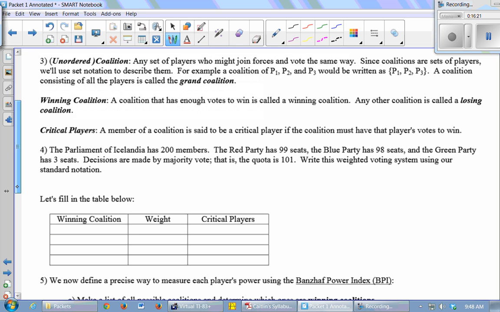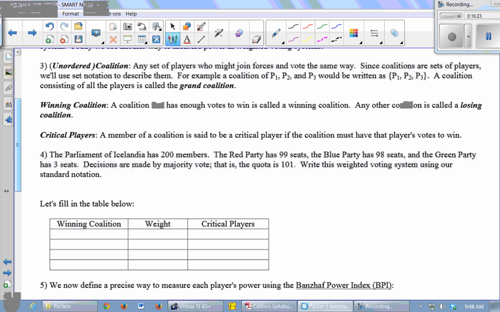All right, so in this method, we're going to have unordered coalitions. In Shapley-Shubik, every player was in every coalition. The only difference between the coalitions was the order. In this method, the order doesn't matter at all. So a coalition of player 1, player 2, and player 3, you can put them in any order and it's the same coalition. Just think of them as a team. The order that you put them in doesn't matter.